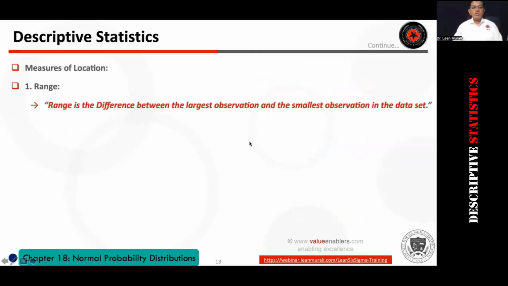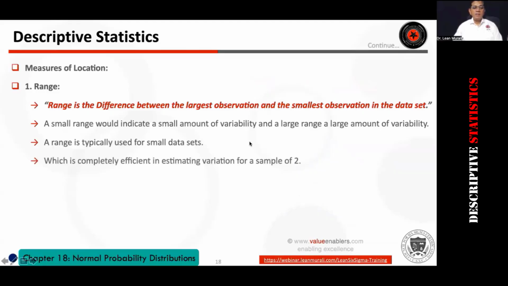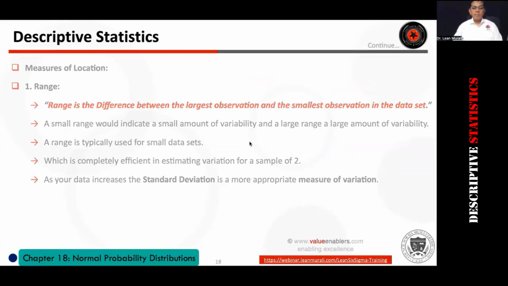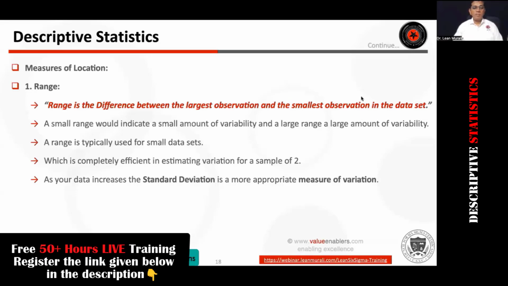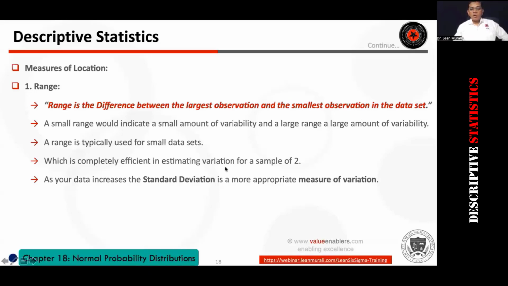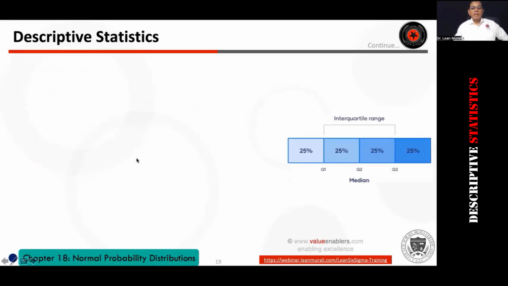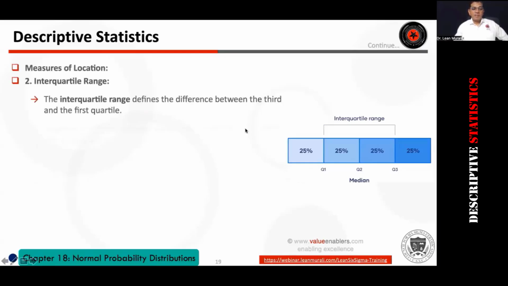So range is nothing but maximum minus minimum. All of you type max minus min: the largest observation minus the smallest observation. I'm not going to explain all these words here because it is as simple as that, range. But interquartile range is something I want to spend some time on.